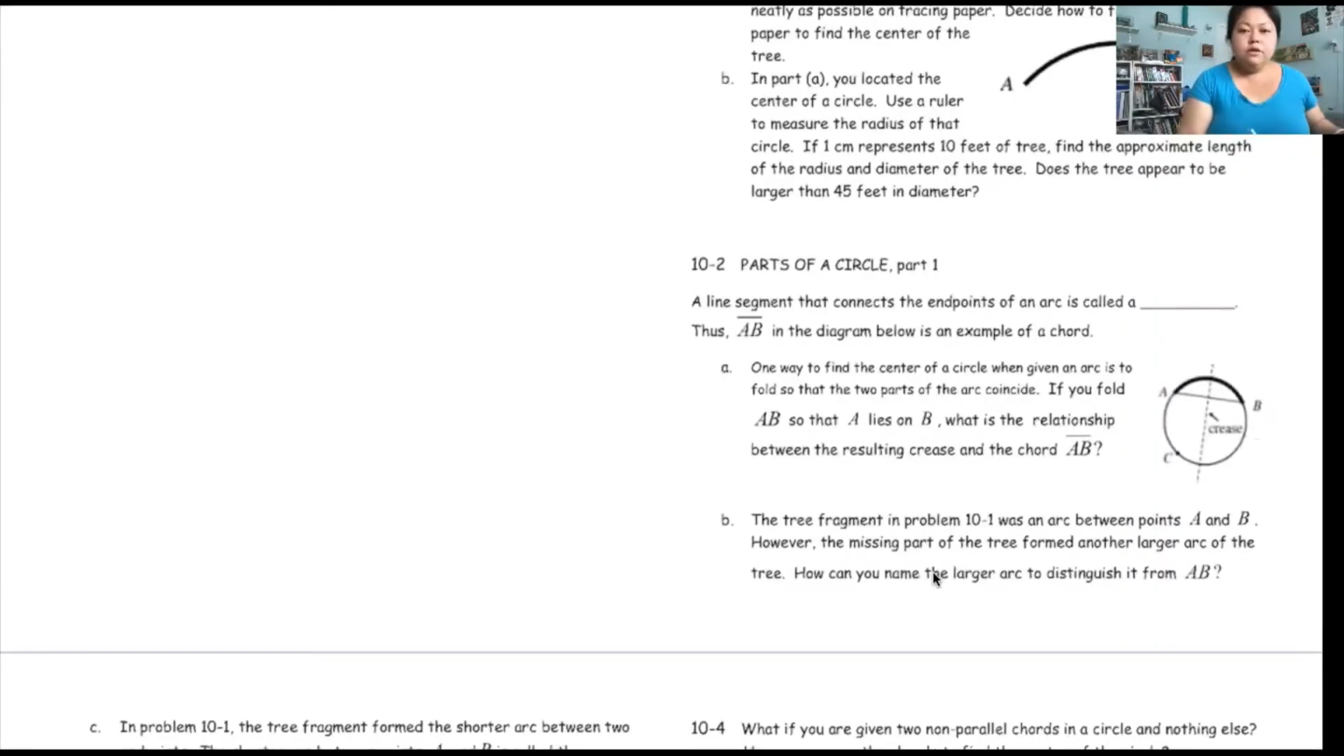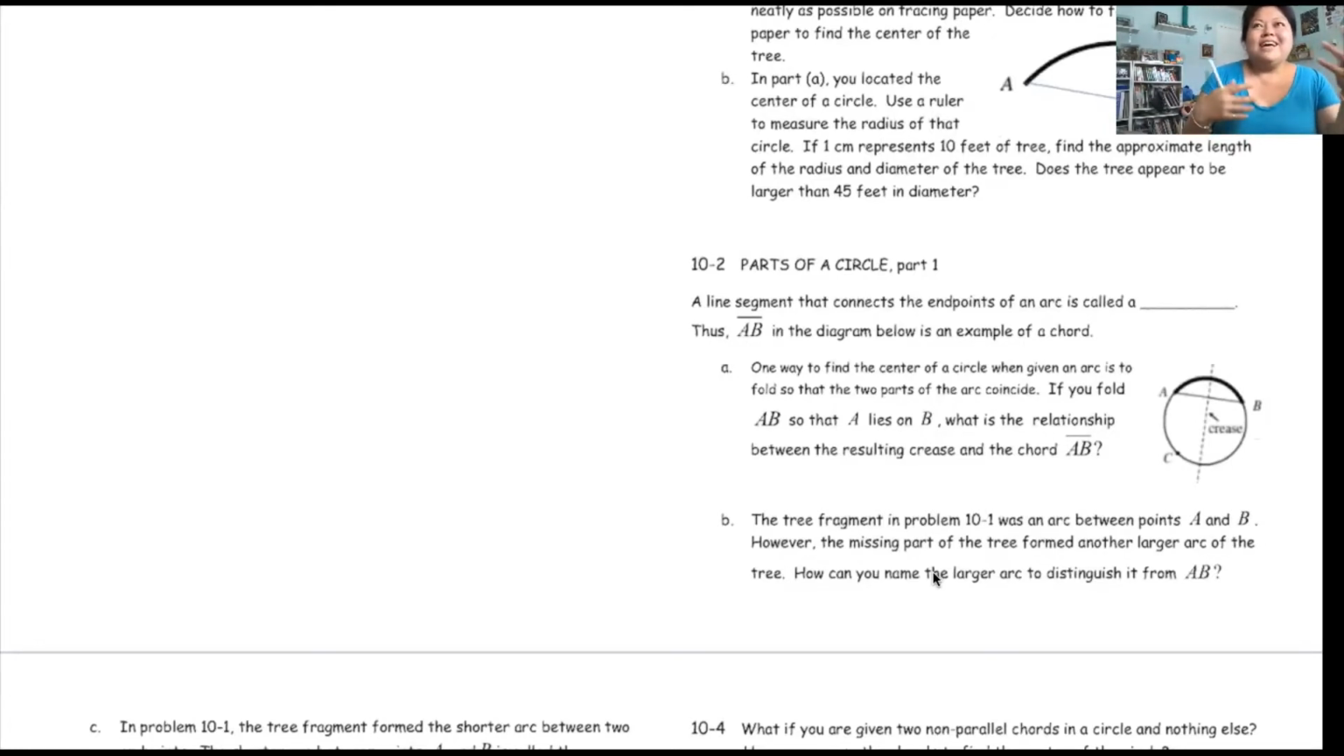Okay, moving on to number 2. It says parts of a circle, part 1. A line segment that connects the endpoints of an arc is called a chord. So from one end of the arc to the other end of the arc, if you connect it, that's called a chord, because it doesn't go through the center of a circle. If it goes through the center of a circle, it's something else.